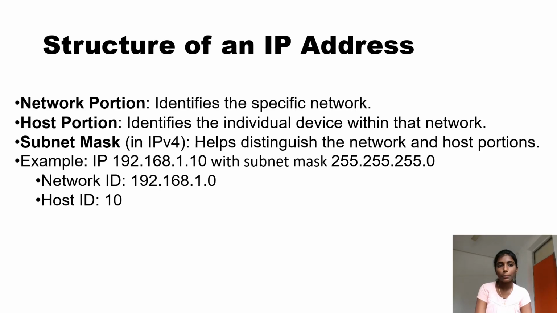What is the structure of an IP address? The structure of an IP address is network portion, which identifies the specific network, and host portion, which identifies the individual device within that network. Subnet mask helps distinguish the network and host portions. Example, IP 192.168.10 with subnet mask 255.255.255.0.